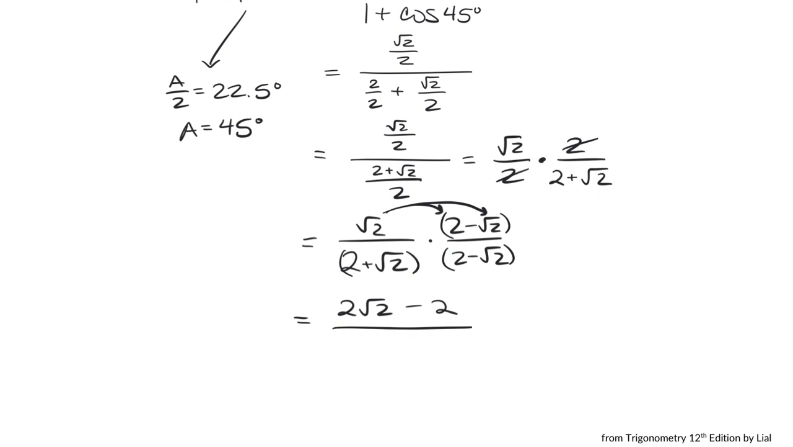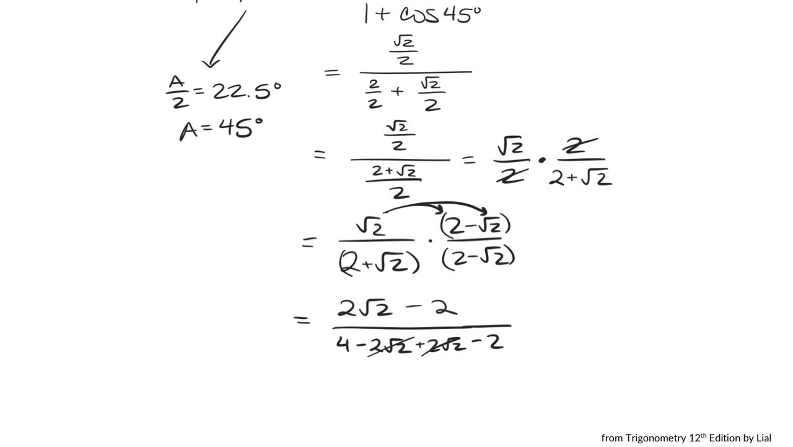2 times 2 is 4. 2 times negative square root 2, negative 2 square root of 2. Square root of 2 times 2, positive 2 square root 2. Nice. And then we have square root of 2 times negative square root of 2, and negative 2. Don't the positive and negative cancel? Correct.